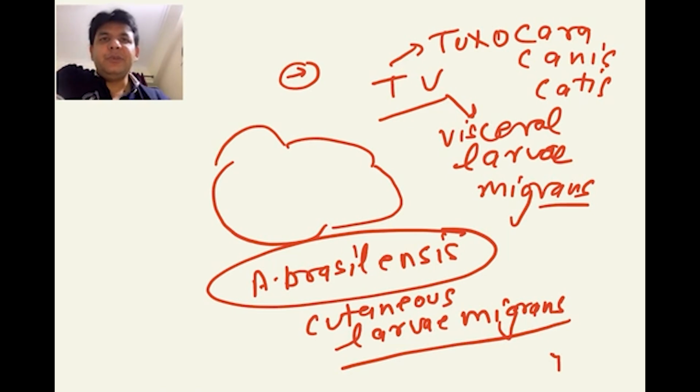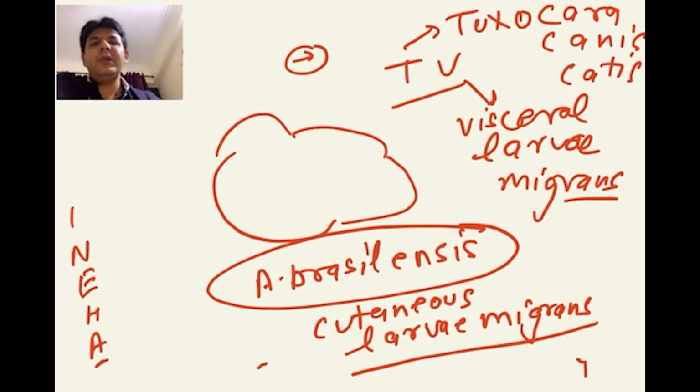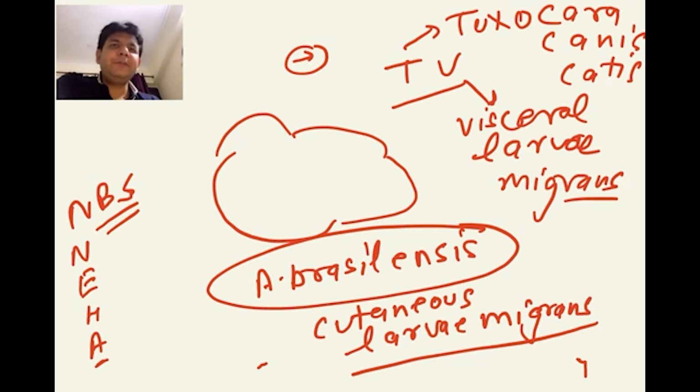Then the non-bile stained eggs, you remember them by the mnemonic NEHA. We have already discussed them, so I will not be discussing them again. Necator, Enterobius, H. nana, and Ankylostoma duodenale. So they are non-bile stained. All others are bile stained. Fine. So this is also an important one which you need to focus upon.